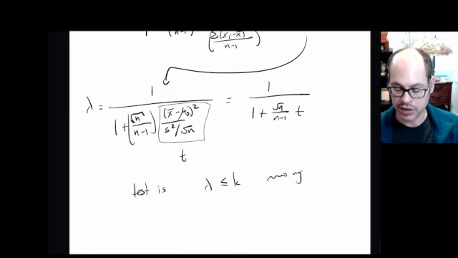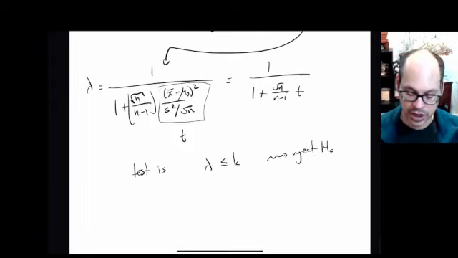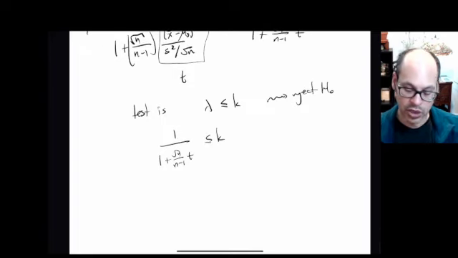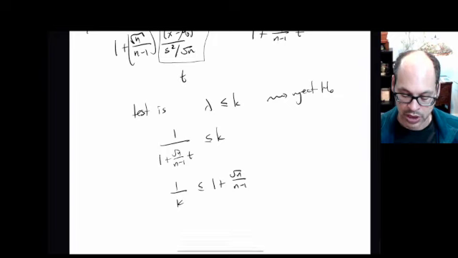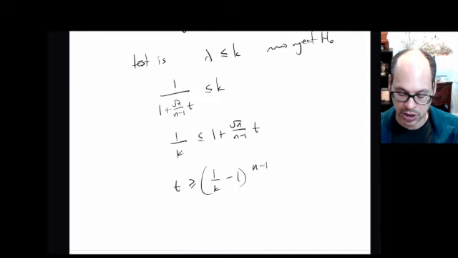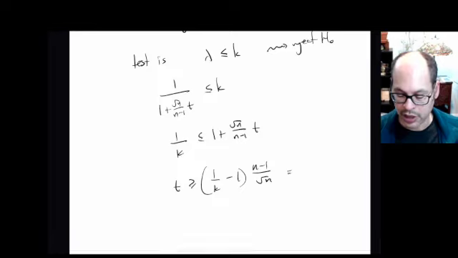This tells me reject H naught if this is my critical region. And in other words, it has the shape 1 over 1 plus root n over n minus 1 t less than or equal to k. Or in other words, if I move that around, 1 over k less than or equal to 1 plus root n over n minus 1 t, or in other words, t bigger than or equal to 1 over k minus 1 times n minus 1 over root n, which, I don't know, we could just call some other big k.